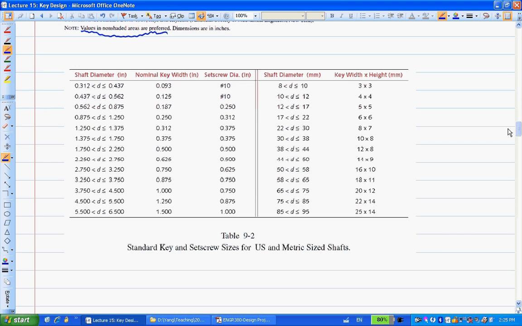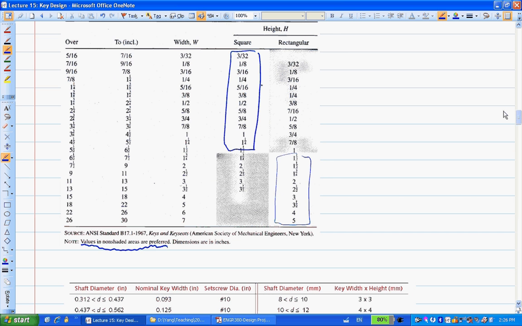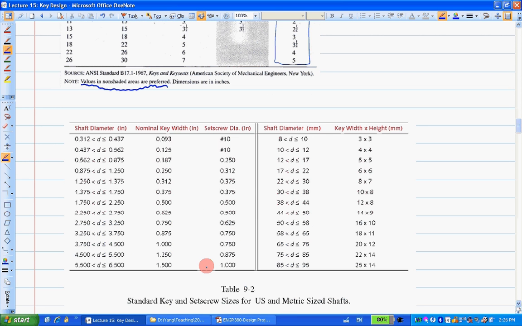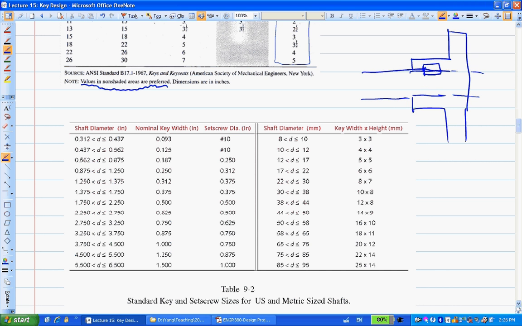I have given you another table in the lecture notes. The first two columns are pretty much the information given here. There's another column, a recommended set screw diameter size. So let's say you have a hub right here, a gear, and the shaft, looking like this, and then you have a key seat here.